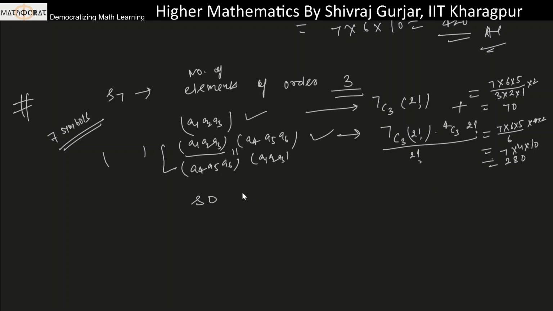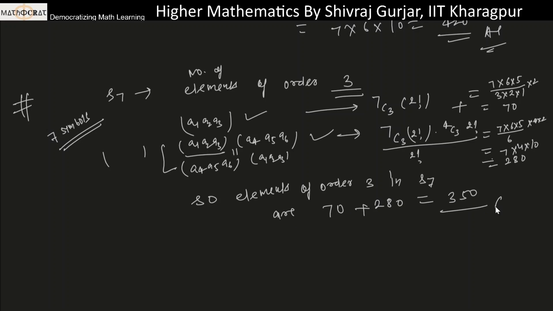So elements of order 3 in S7 are 70 plus 280. That is 350. Okay, I hope it's clear है.